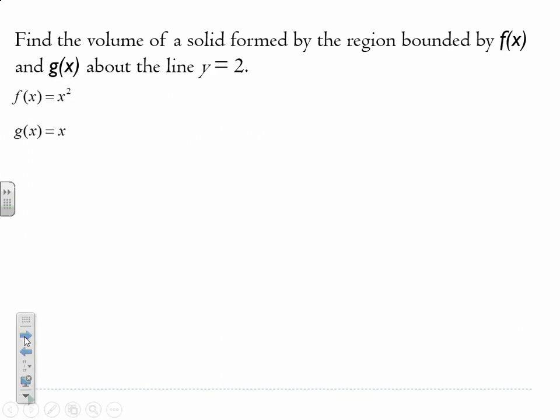But we're going to talk about the region bounded by x squared and x rotated about the line y equals 2. So write down the information that you need. The region of f of x equals x squared, g of x equals x, rotated around y equals 2.